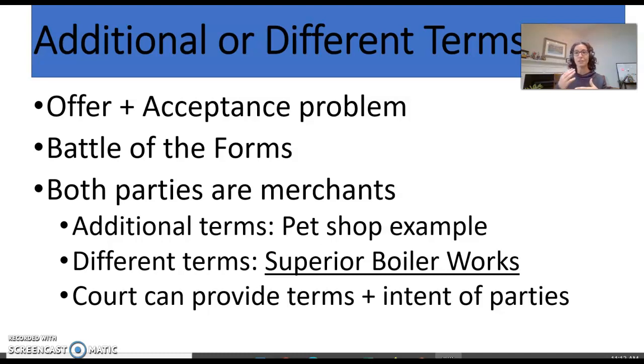I just want you to see how the court can find that the additional terms, when the additional terms apply and when they don't apply, when they're in that final contract. And I hope you see through this chapter how the Uniform Commercial Code really helps to make it easier for businesses to contract.